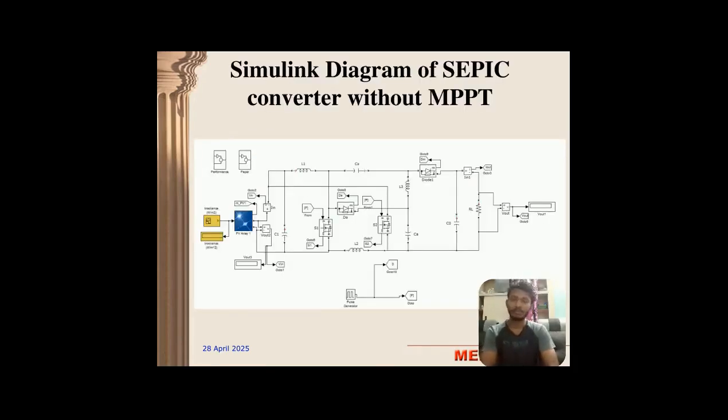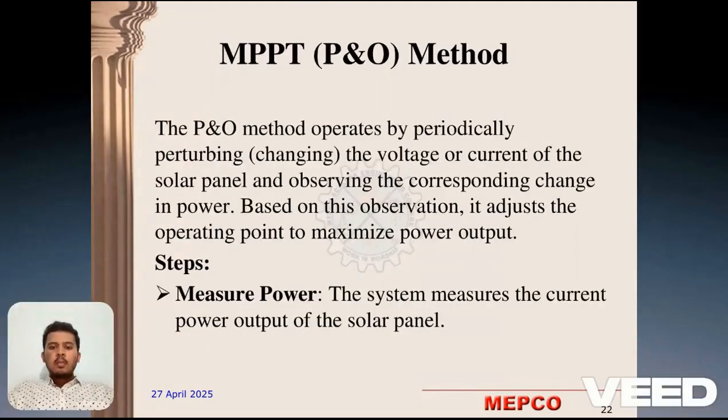A schematic diagram of the SEPIC converter without MPPT. Here the input source is solar PV. The irradiance value is given to the solar PV to increase or decrease the irradiance. This circuit steps up the input voltage that comes from the solar. Gating pulses are given to switches S1 and S2, and the waveforms have been taken from the paper. Here the input voltage is nearly 30 volts, and the output voltage is stepped up to nearly 200 volts. Rohit Permal has explained well.